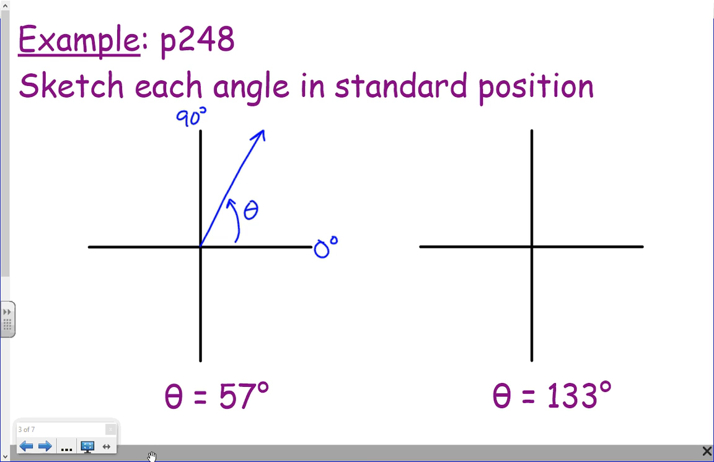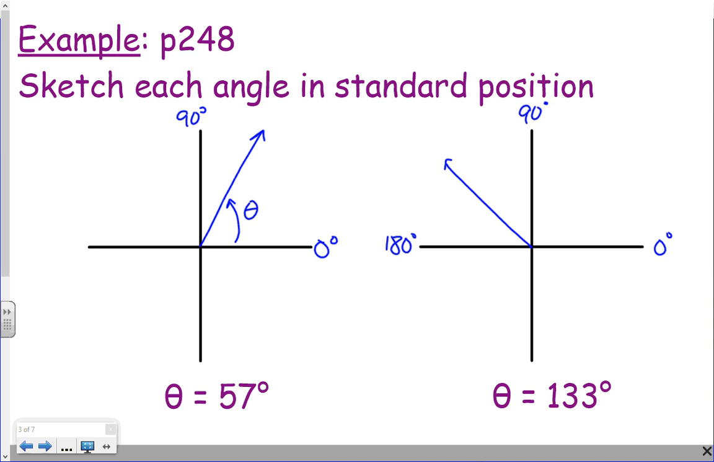Theta equals 133 degrees. Again, think about where our axes are. If I start out at 0 degrees, because that's my initial side, when I hit the positive y-axis, I'll be at 90 degrees. When I hit the negative x-axis, I'll be at 180. Well, I know that 133 is going to be between 90 and 180. And if you think about the halfway point, halfway between 90 and 180 is 135 degrees. So that's really close to the halfway point. So when I go to sketch this, I'll try to draw it about halfway through that second quadrant.